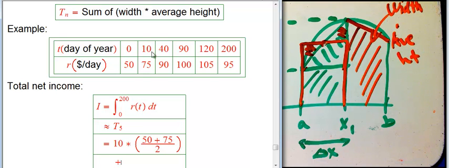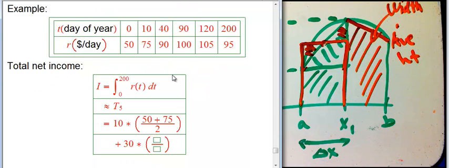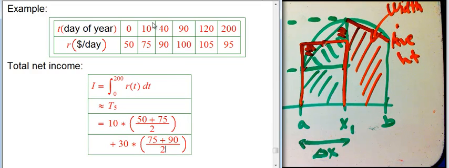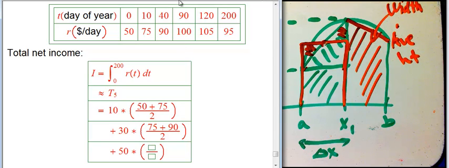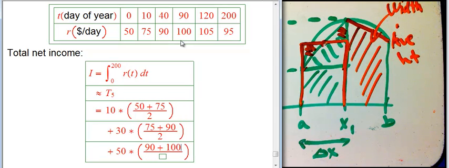Next time interval, 30-day interval, and I want to figure out what's my best guess for between t equals 10 and 40 on average, how much was coming in. Well, I have no idea if this is really correct. I could have had a windfall at day 20, but this is my best guess given the data. Plus, next interval is 50. Width of the interval times the average height on the two ends, 90 plus 100 over 2.